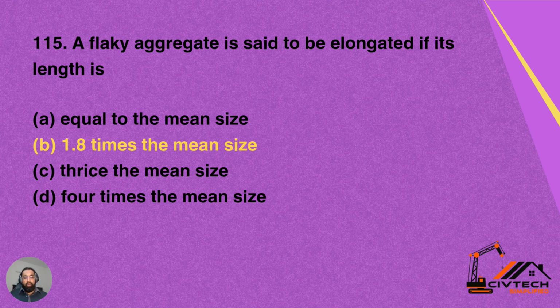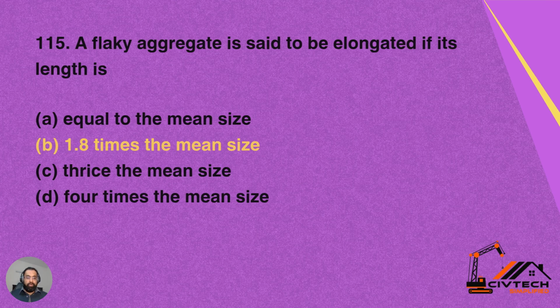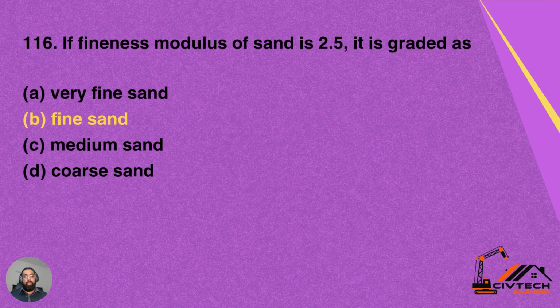115. A flaky aggregate is said to be elongated if its length is. So, what should be the length of the aggregate when we consider it elongated? Option A, equal to mean size. Option B, 1.8 times the mean size. Option C, thrice the mean size. Option D, 4 times the mean size. So the flaky aggregate is said to be elongated if its length is 1.8 times the mean size. Option B is the correct answer for this question.